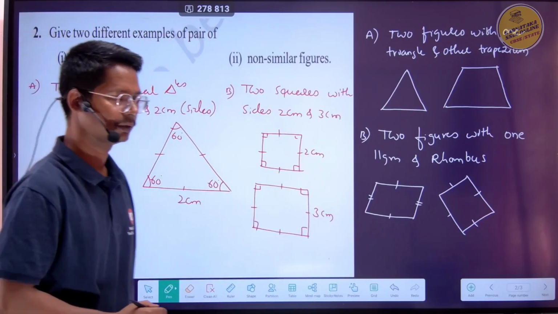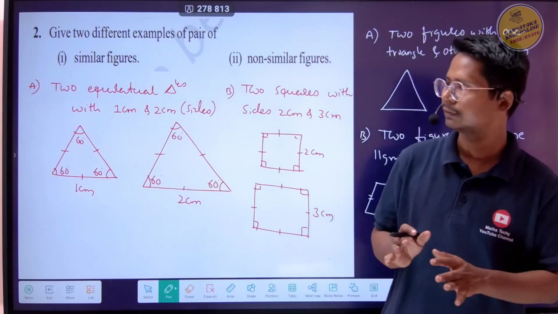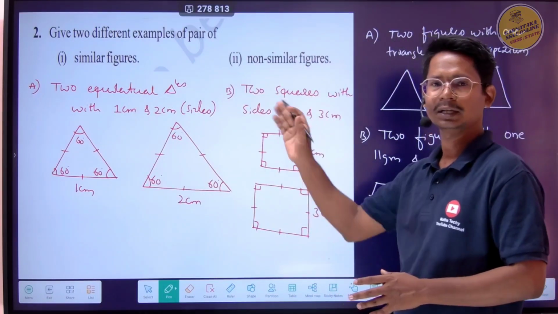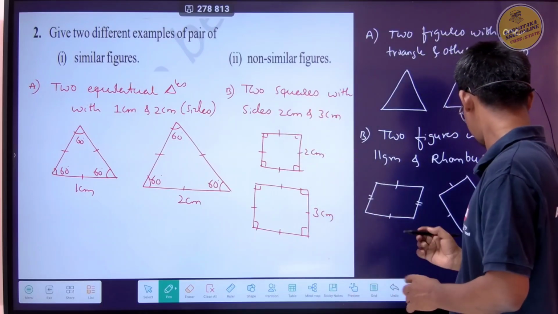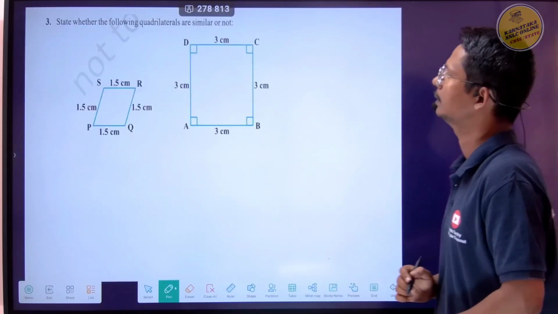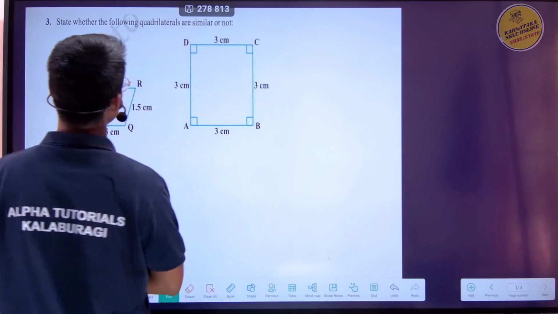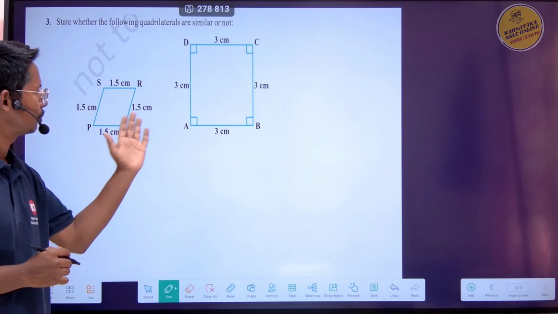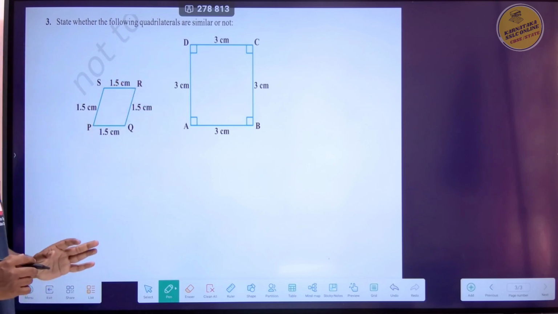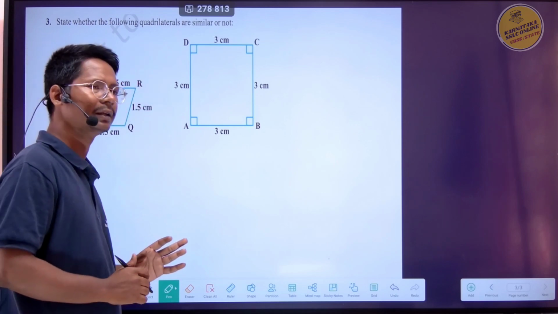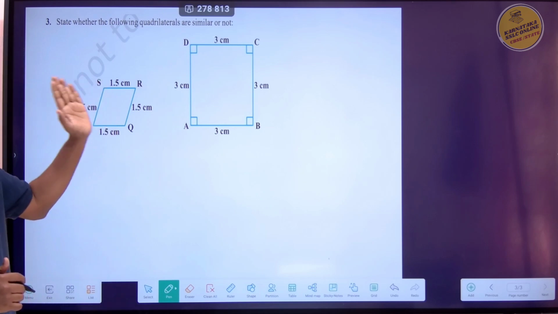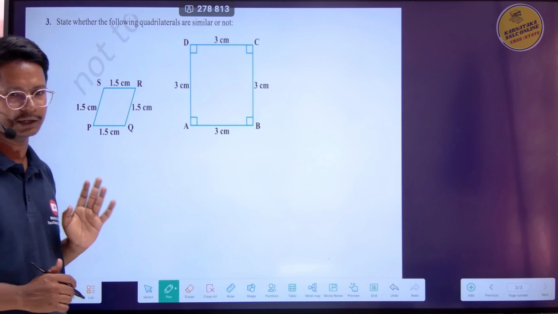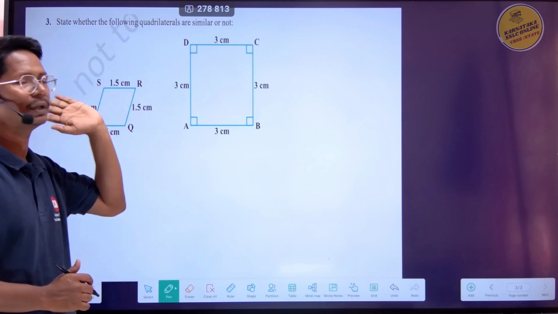Getting? Fine. So if you know the basic definition of similar figures, then you can easily identify similar or non-similar figures. Okay, next one. State whether the following quadrilaterals are similar or not. When they ask whether polygons are similar or not, just go with two things. One, whether the corresponding angles are equal. If equal, check the corresponding sides ratio. If both conditions are satisfied, then only they are similar.